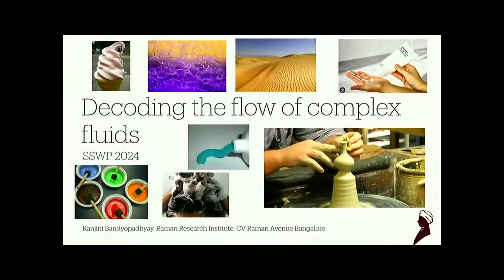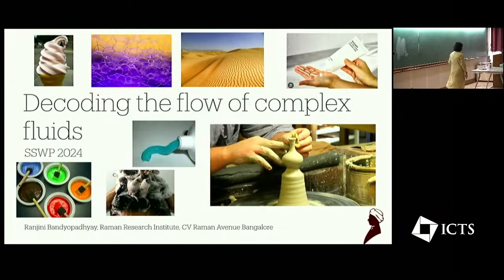Let me start. So my name is Ranjini. I'm a professor at the Raman Research Institute and I'm the chair of the soft condensed matter department there. So I work on soft matter, I do experiments, we also dabble a little bit in theory.